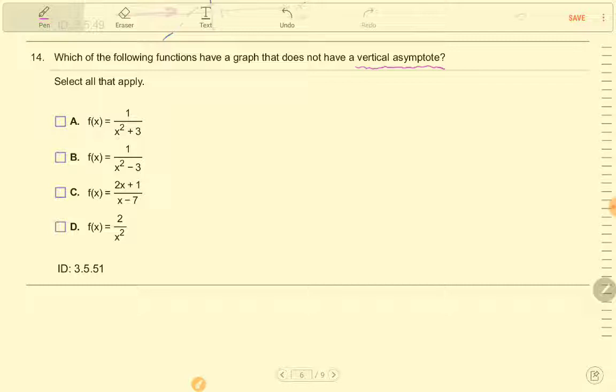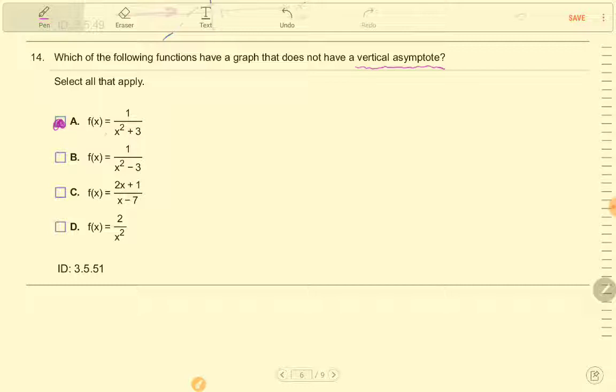This one could never be zero because you've got x squared, which means that you'll always have a positive and then a positive on top of that. So there's never going to be a zero here. You're just going to have a more positive positive. Right? So that one will not have a vertical asymptote.